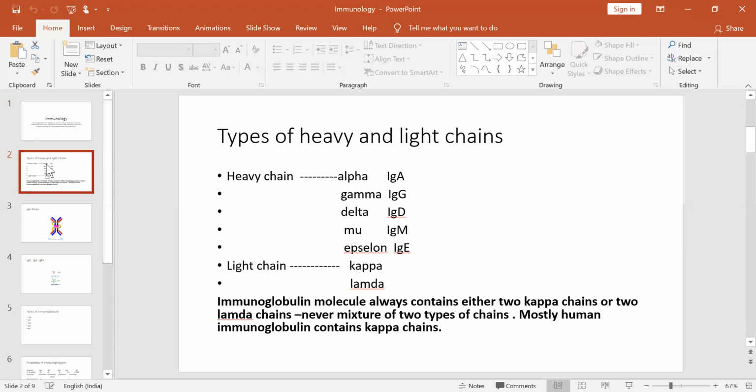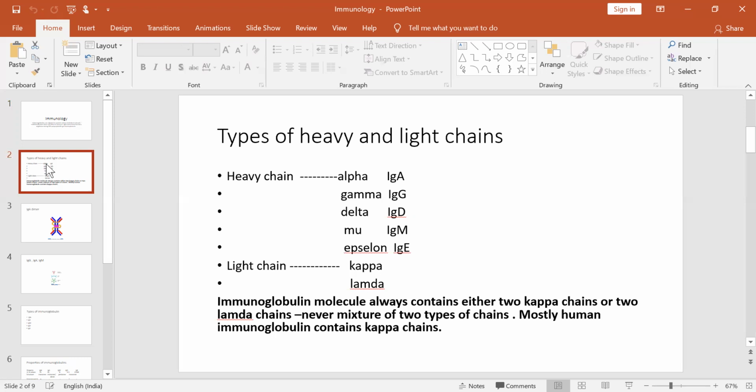The types of heavy and light chains: the heavy chains are 5 types: alpha, gamma, delta, mu, epsilon. The alpha chain is present in IgA, gamma chain in IgG, delta in IgD, mu in IgM, and epsilon in IgE. And the light chains are kappa and lambda.